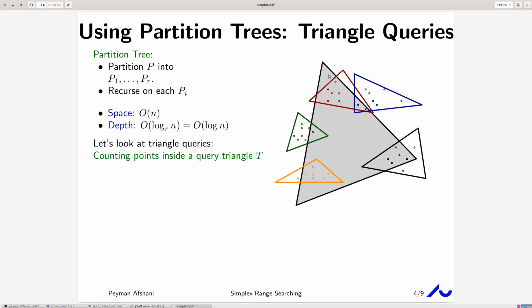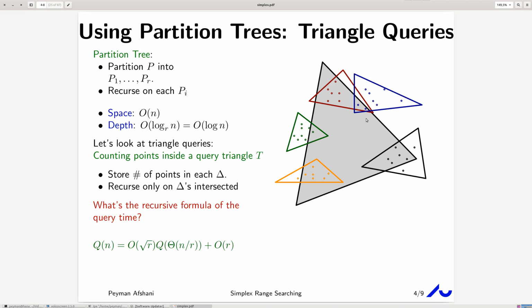Interestingly, our query algorithm is still the same. We look at every partition. So let's say you look at the green partition. It is enclosed in a green triangle. If it's completely inside, we add it to the total. If it's completely outside, we ignore it. If it intersects the boundary, we recurse in it. So for example, in this picture, you recurse in all of these triangles.